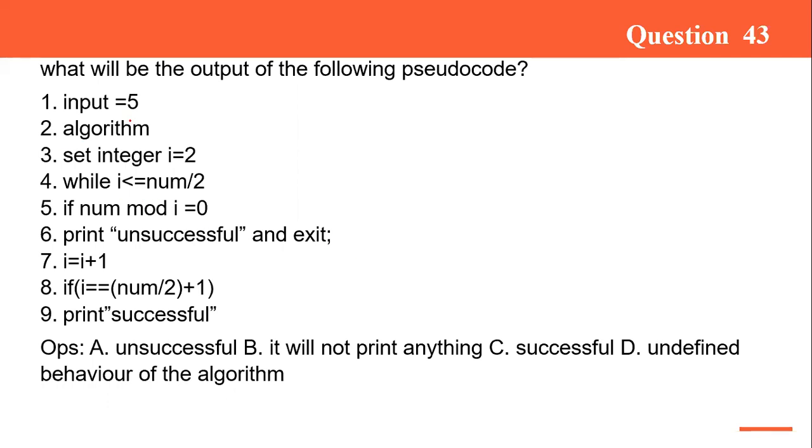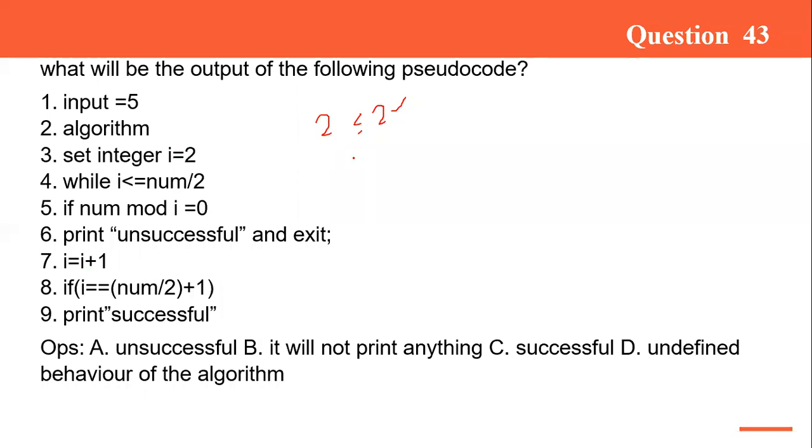Okay, so input is 5. I is equal to 2. 2 less than or equal to input 5 by 2. That means what? 2 less than or equal to 5 by 2, which is 2 only. 2 less than or equal to 2? True. As it is true, it will enter inside. Now, num. What is num? 5. 5 mod 2. Is it equal to 0? No. As it is not 0, we'll go for I equal to I plus 1.